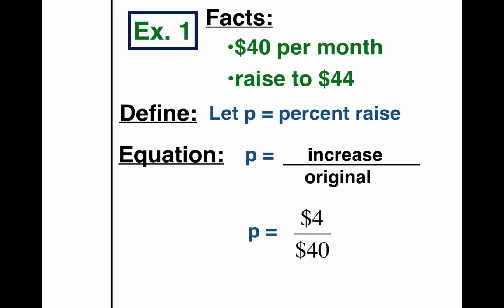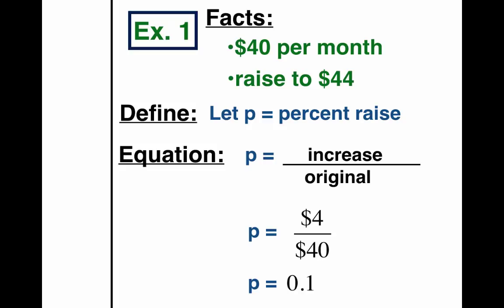But he originally was making $40. So the original is, what did he start with? Well, he started with 40 and he increased 4. So now what do we know fractions mean? Fractions mean divide. So we're going to do $4 divided by 40. 4 divided by 40 is 0.1, a small decimal.